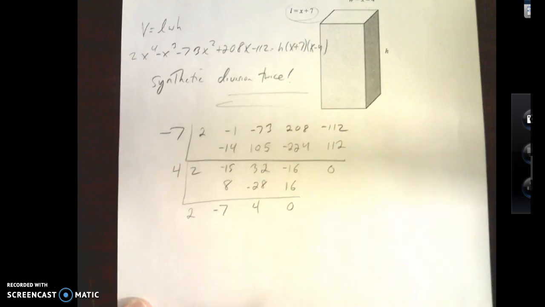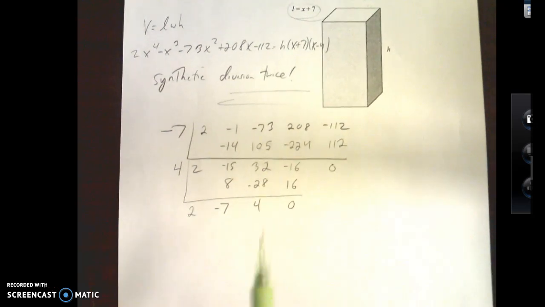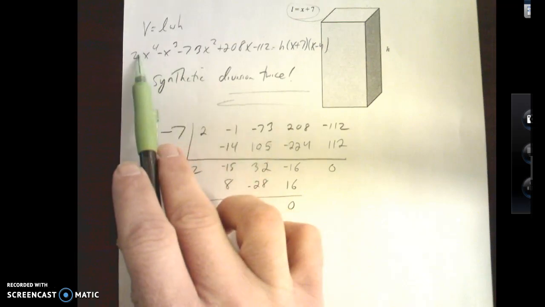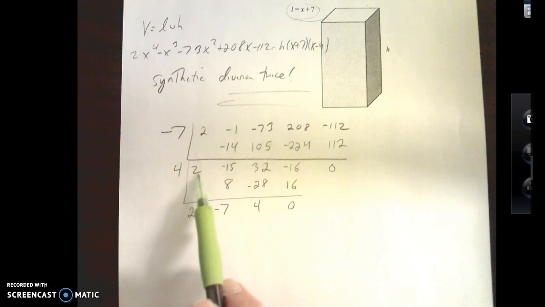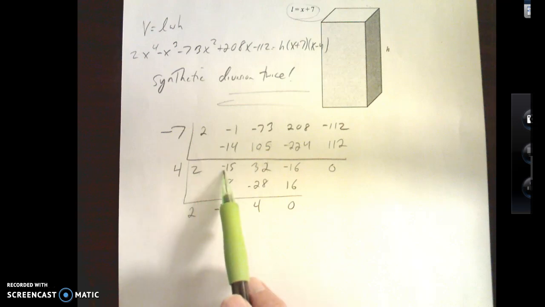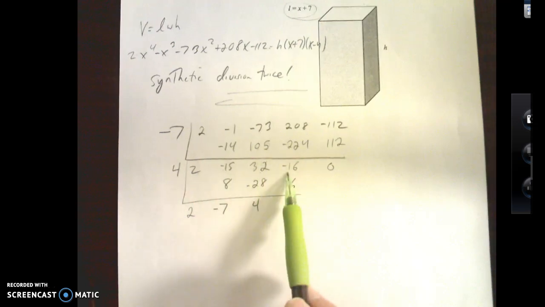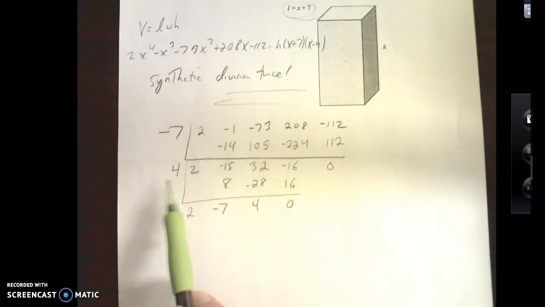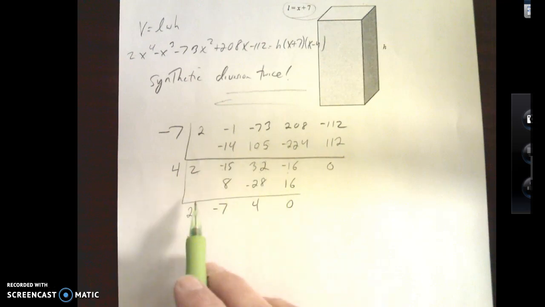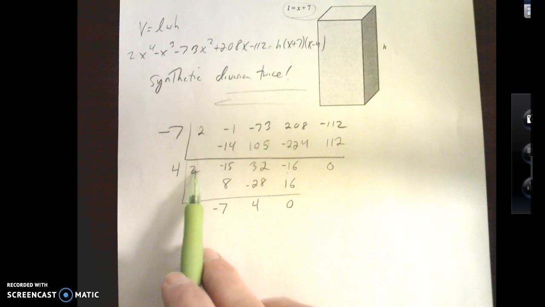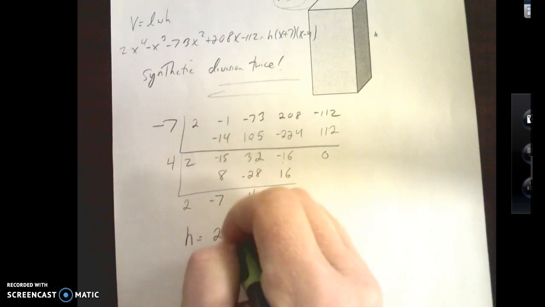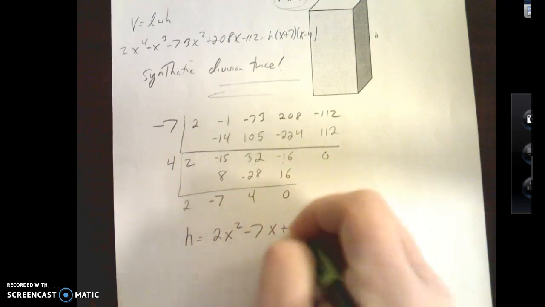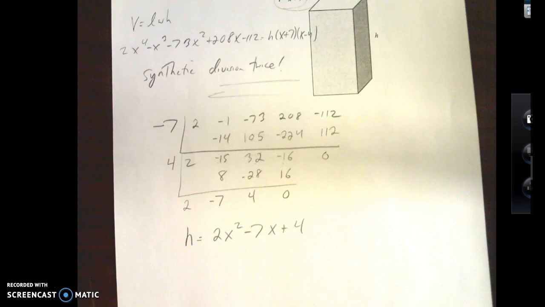All right. Now, what you have done here is you started with x to the 4th. You synthetically divide once, so that brings this down to 2x cubed minus 15x squared plus 32x minus 16. Then you synthetically divide it again. So I went from x to the 4th down to x cubed down to x squared. My final answer, my height, is 2x squared minus 7x plus 4. Okay?